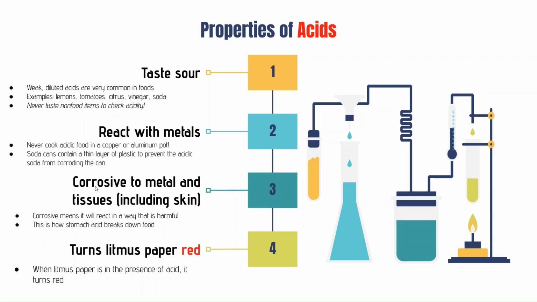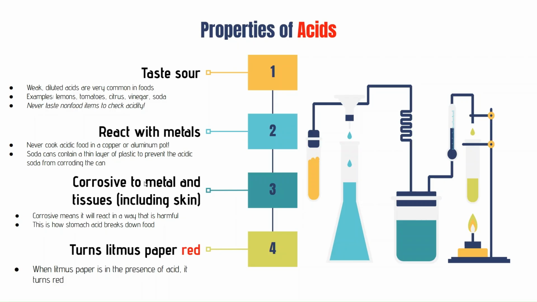Like I said, acids are corrosive to metal, but they're also corrosive to skin. Particularly when we're working with stronger acids, those can be really corrosive. Corrosive just means that they're going to react in a way that's harmful. So the acid in the soda is corrosive to metal, meaning it'll break down that metal over time. This is also how stomach acid works in our stomach. It corrodes and breaks down our food through that acidity.